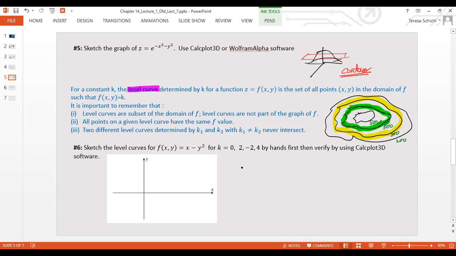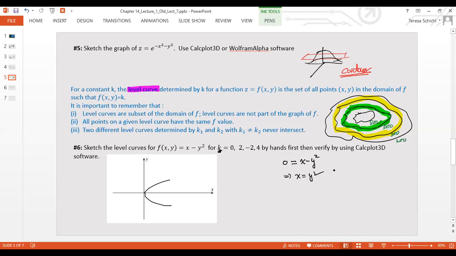Okay, so now in here they said, sketch the curve f(x,y) = x - y². Let's try to do what the level curve means, right? So when k equals 0, that means the height is equal to 0, so 0 = x - y². Then you know this is x equals y². So what do you have here? You have a parabola, right? x = y².